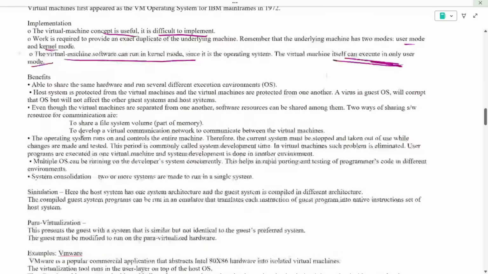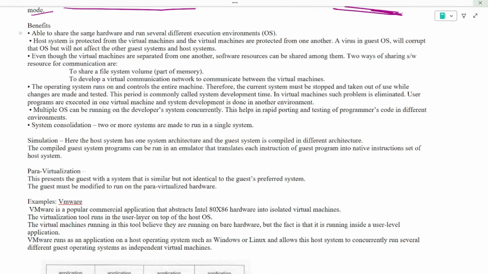What are the benefits of this virtual machine? It will be able to share the same hardware and run different execution OS. What they are trying to say here is that it will be able to share the same hardware and run several different execution environments. Now the host system is protected from the virtual machine, and virtual machines are protected from one another. A virus in a guest operating system will corrupt that operating system but will not affect the host and the other guests.